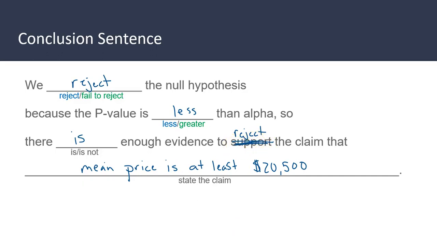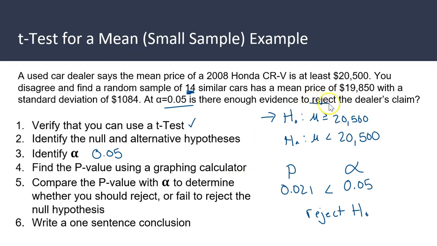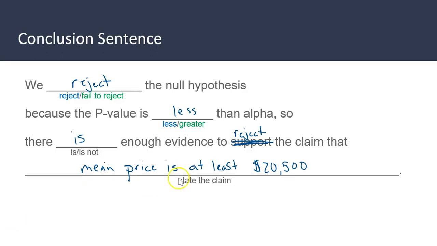Now I changed it to the word reject because that's what the question asked me: is there enough evidence to reject the dealer's claim? With our conclusion sentence, I gave you this little template here. You might need to change the word support to reject based on what the question asks you. And that's all for hypothesis testing for means.